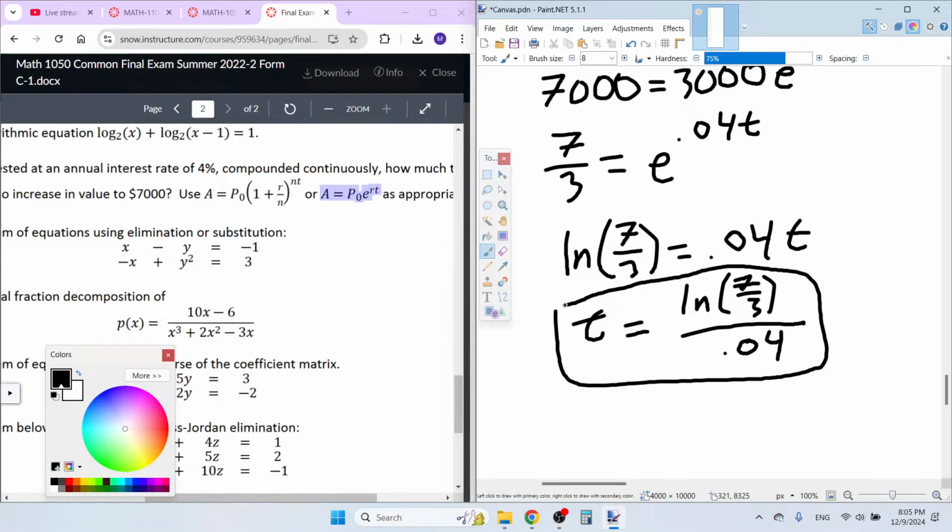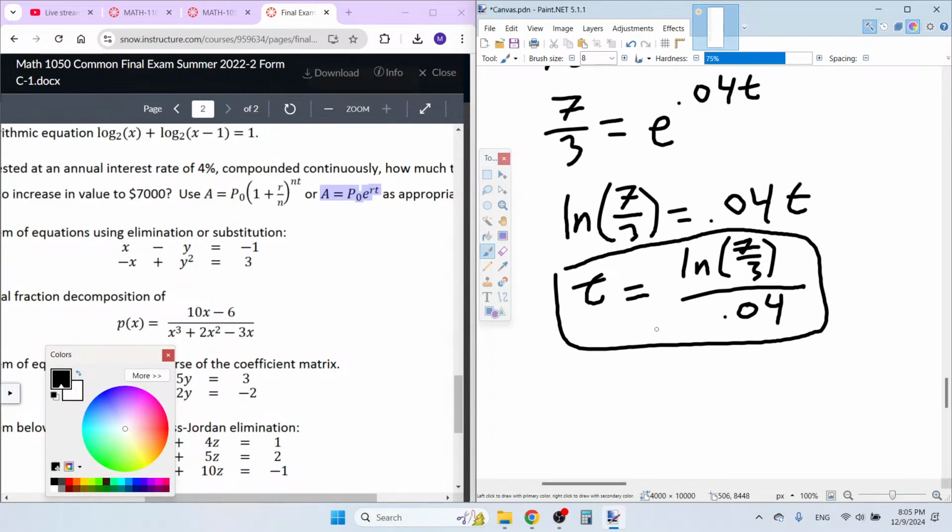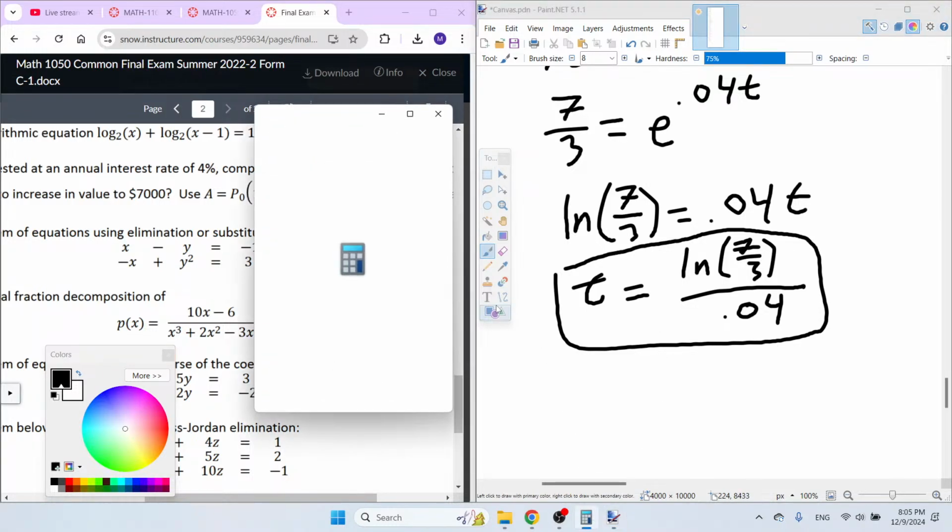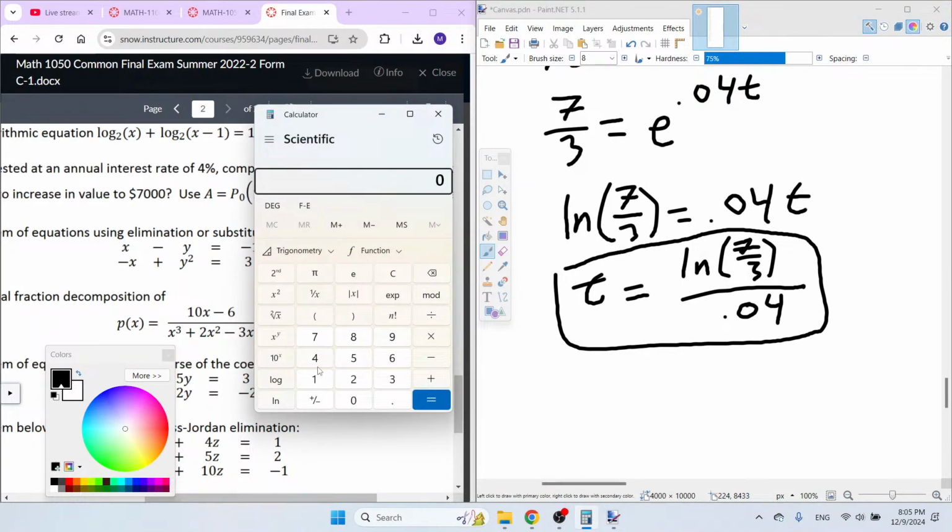We could plug that into a calculator to get a decimal. In fact, we might as well. Let's plug that into a calculator. This calculator is not the great type. So with this calculator, I have to type in 7 divided by 3 first. Hit equals, I get this. Then I hit the natural log. And I get that. And then I'm going to divide by 0.04. You should make sure to know how your calculator processes things. This is the bad way for the calculator to process things.